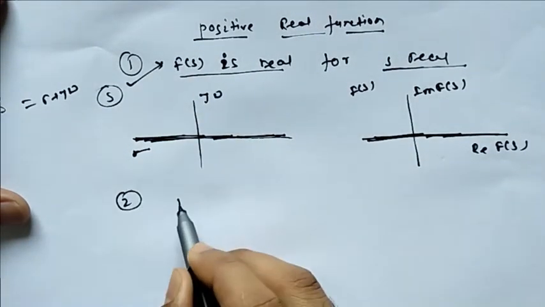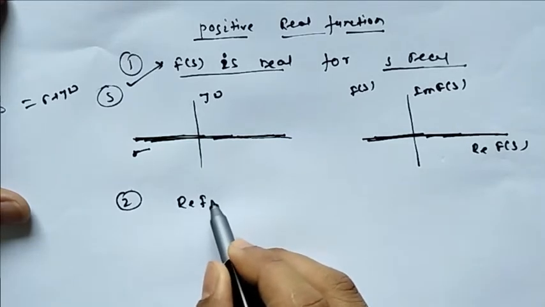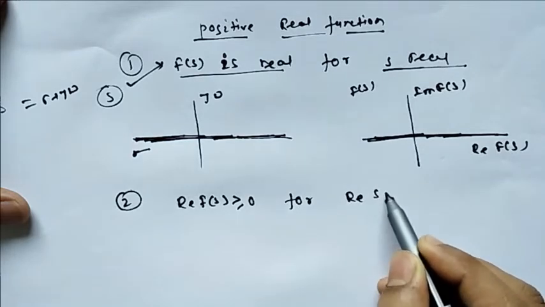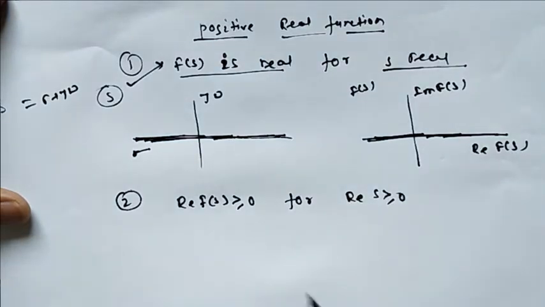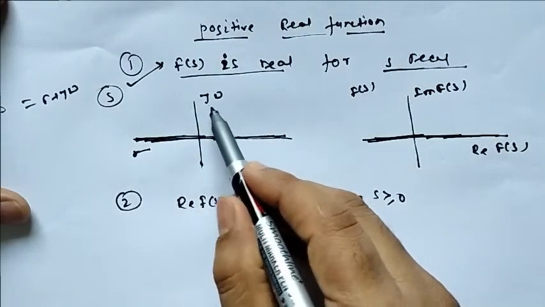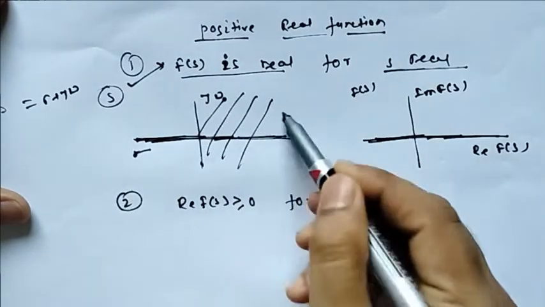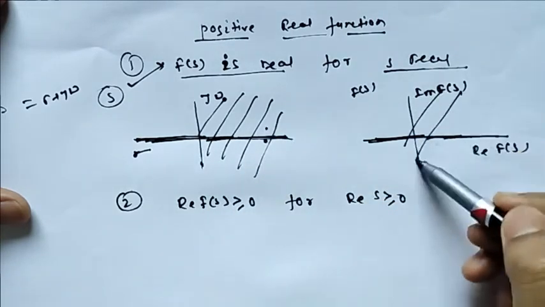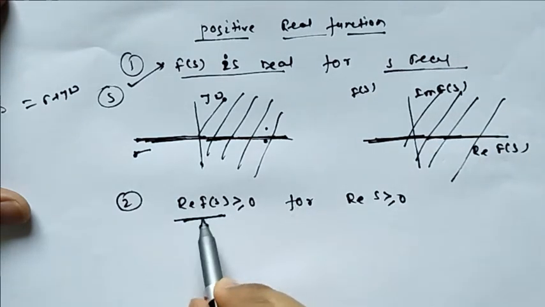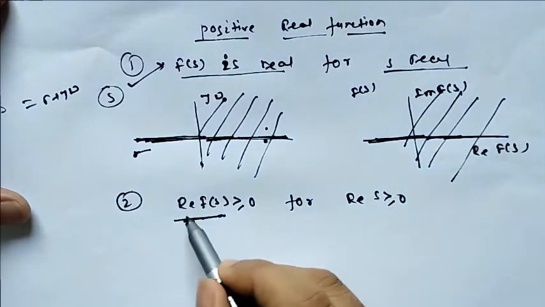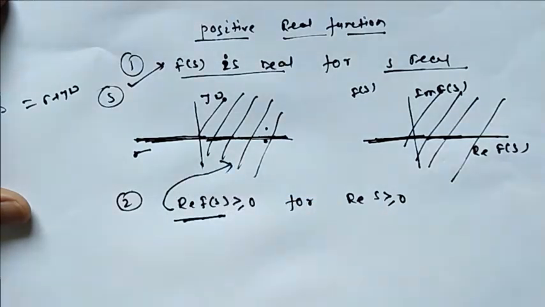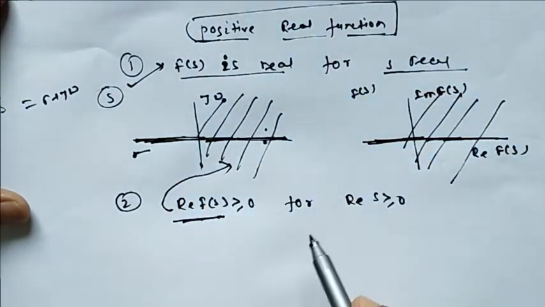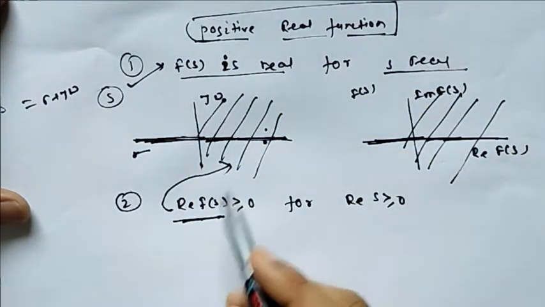And the second point is, the real part of F(s) will be greater than or equal to 0 for the real part of s greater than or equal to 0. Means here in all this area where the real part of s is greater than 0, it should map so that the real part of F(s) must be greater than or equal to 0. So the meaning is this one. These two statements fulfill the positive real function, but it is very difficult to find out with these two methods.